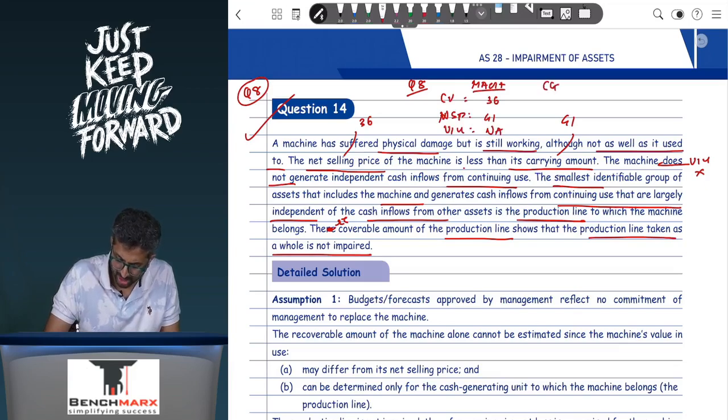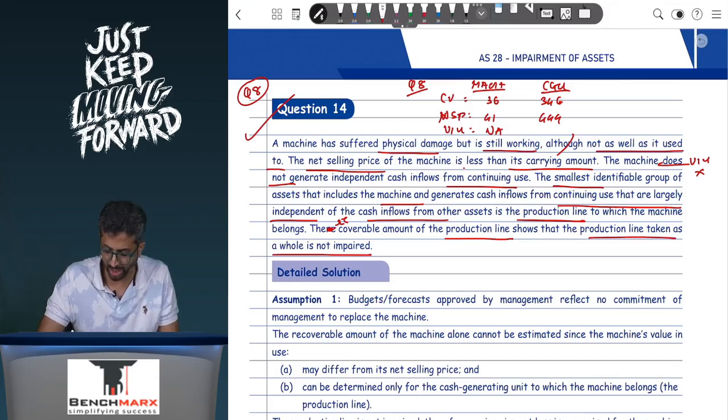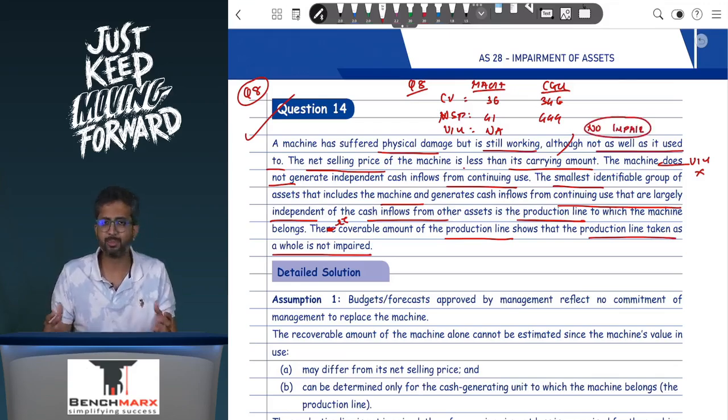Because value in use cannot be determined, you compare it to the CGU, the cash generating unit. You had 3.46 crores or 346 lakhs worth of carrying value. The net selling price was around 444 lakhs, that is 4.44 crores, and you had some value in use which was 54 crores per annum. So basically we were saying that there is no impairment in the CGU. If there is no impairment in the CGU, there is no impairment in the individual asset. I will not allocate impairment loss.